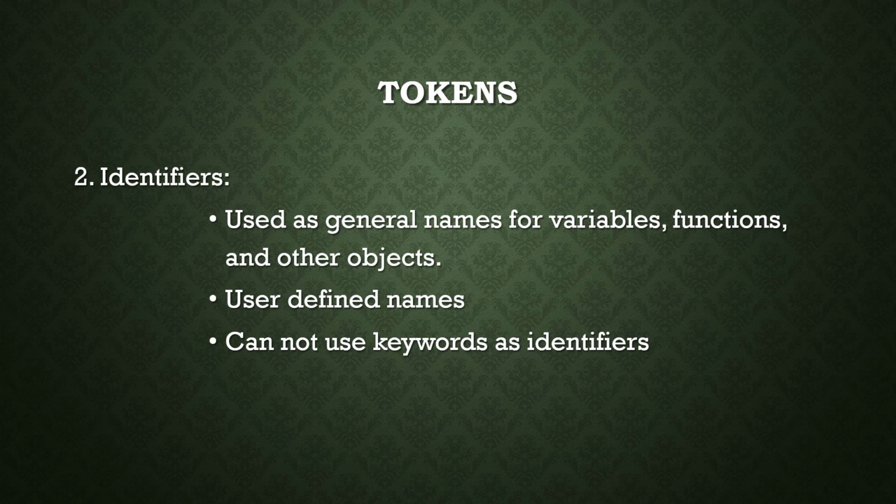Next token is identifiers. Identifiers are used as the general terminology or general names for variables, functions, or other objects like arrays and strings. These are user-defined names consisting of different letters and digits. So there are some rules for defining identifiers, and you cannot use keywords as identifiers, because I have already told you that reserved words have some special meaning, so those words we cannot use.